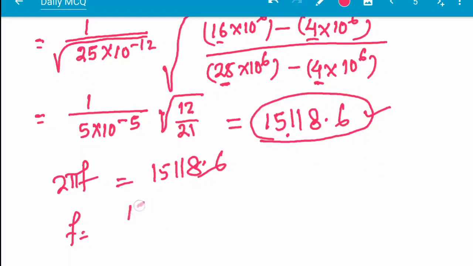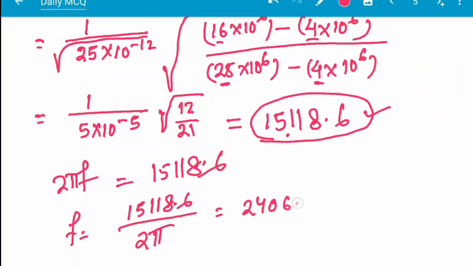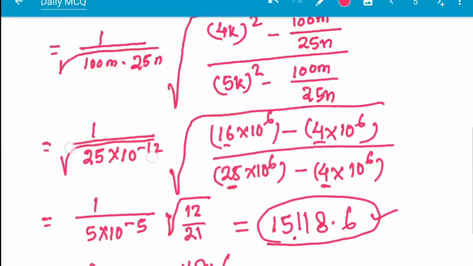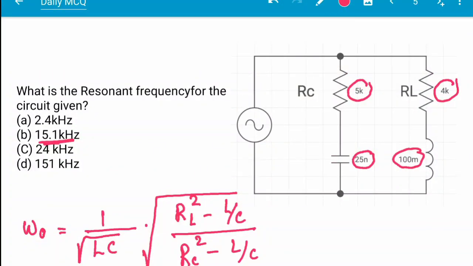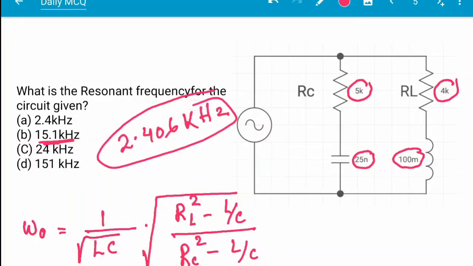Frequency is 15118.6 by 2 pi, and this will be around 2406.2 hertz, that is the resonant frequency. So this will be nearly equal to 2.406 kilohertz. So the answer will be option A, that is 2.4 kilohertz. So this is the answer.